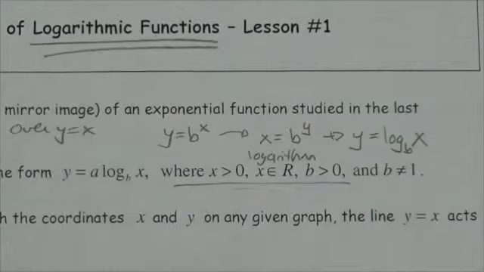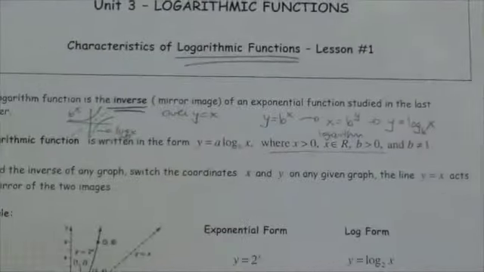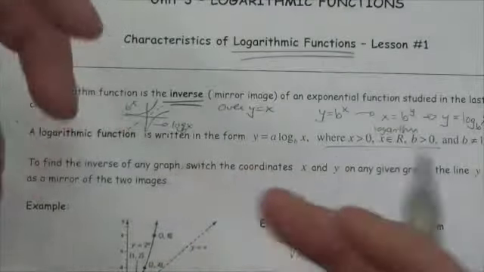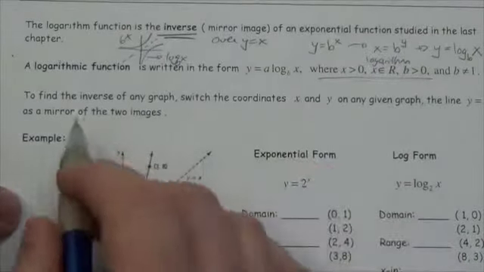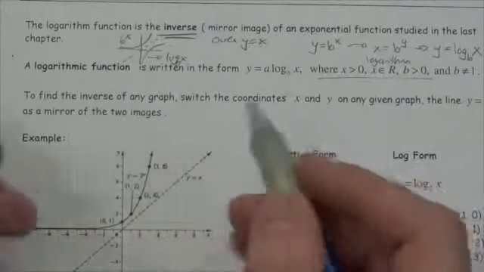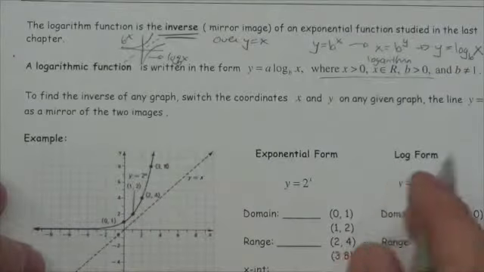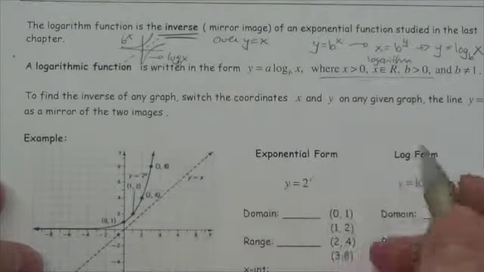So now let's just zoom out a little bit here. That's a little bit of an introduction. We're going to embellish this a little bit more as we go along through this lesson. So to find the inverse of any graph, you switch the x and y coordinates. We've been talking about that. And the line y equals x acts as a mirror image.